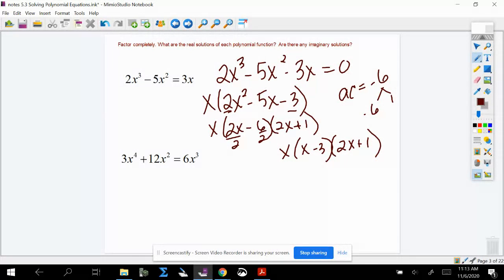So those are our factors. Our solutions are going to come from each one. So we have a solution that comes from each of these x's. So my 3 solutions are 0, 3, and -1/2. So we get it in standard form, factor it as much as we can, fully factor it, and then list all of our real solutions.